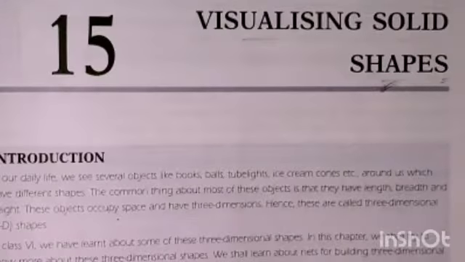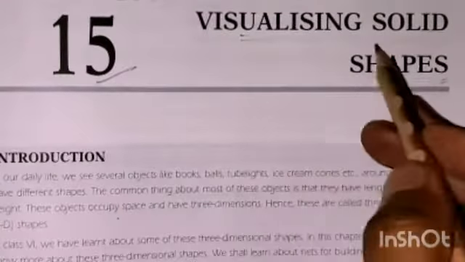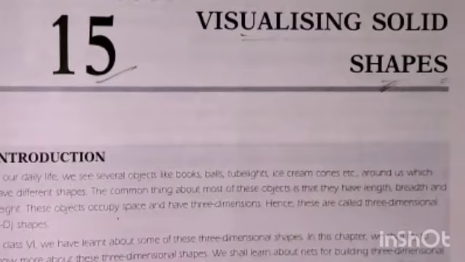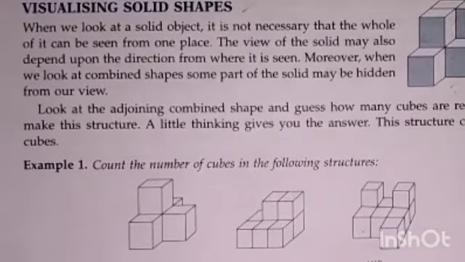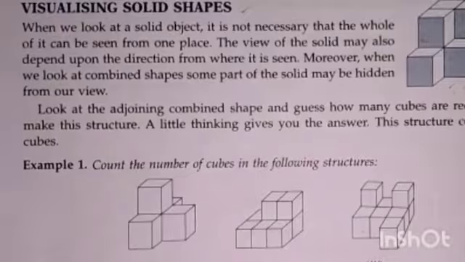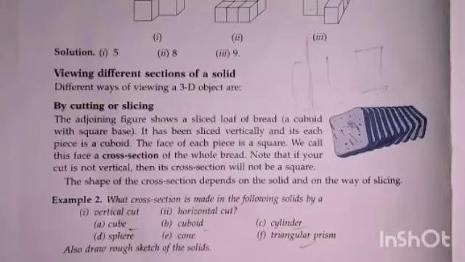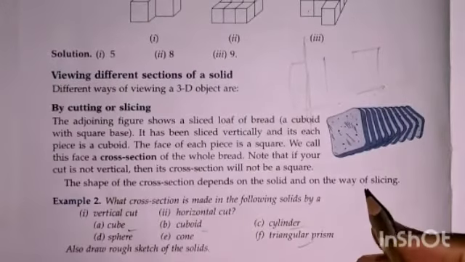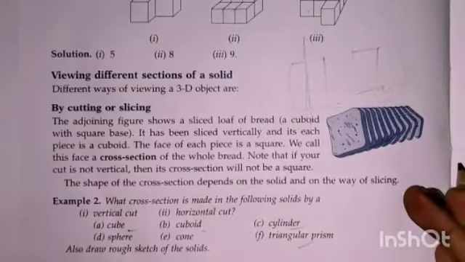This is the fifth video of chapter 15, Visualizing Solid Shapes. In the previous video, children, we had seen how to visualize solid shapes from different angles and from different positions. In that course, children, we have also understood how to make vertical and horizontal cuts.